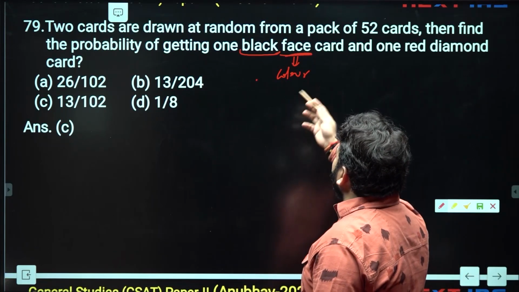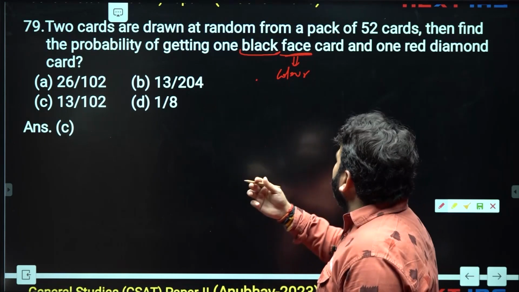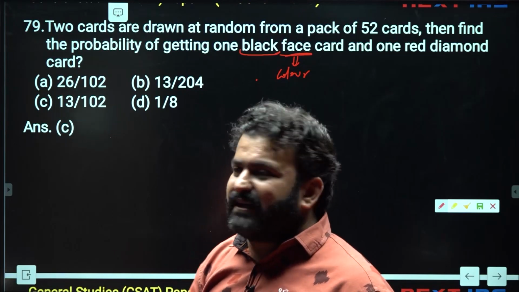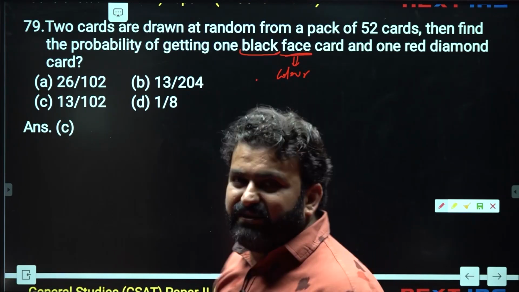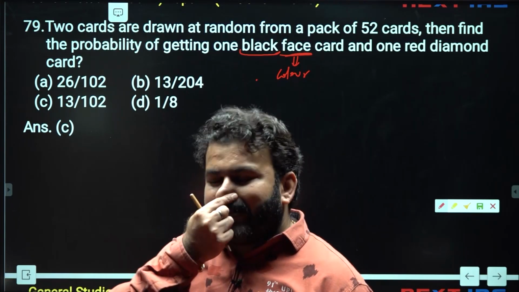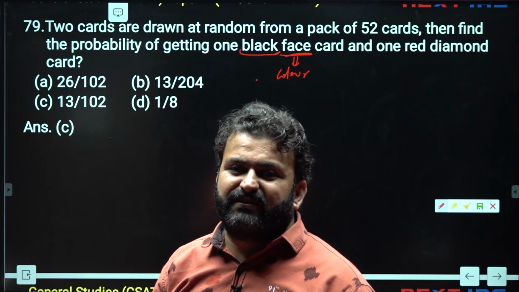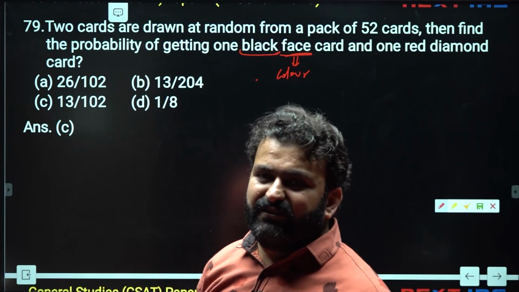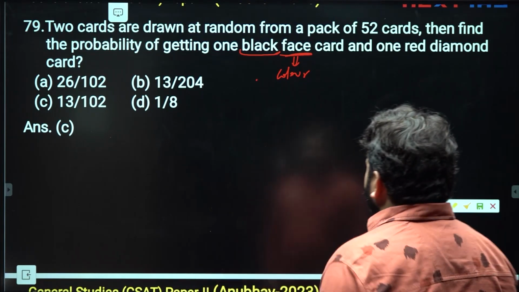So black color card, what is the probability of selecting a black color card? So black color cards are 26. So out of 52, 26 black color cards. In how many ways can you select? And one red diamond card. So red diamond card. How many diamond cards are there? 13. So 1 by 13 there, and 26 by 52 for the black cards. So here there is an error.